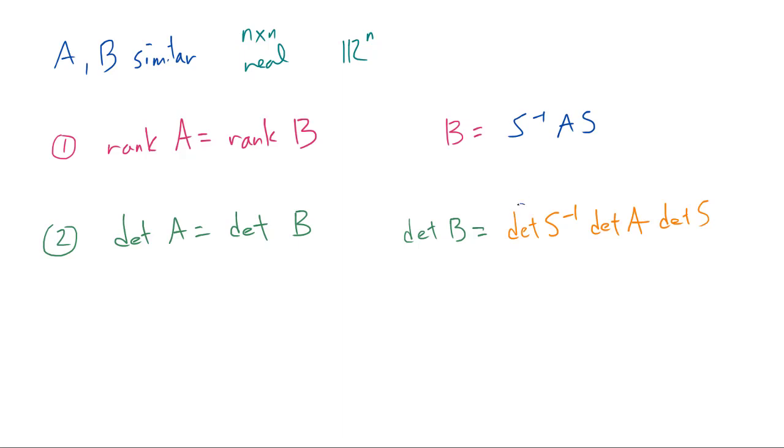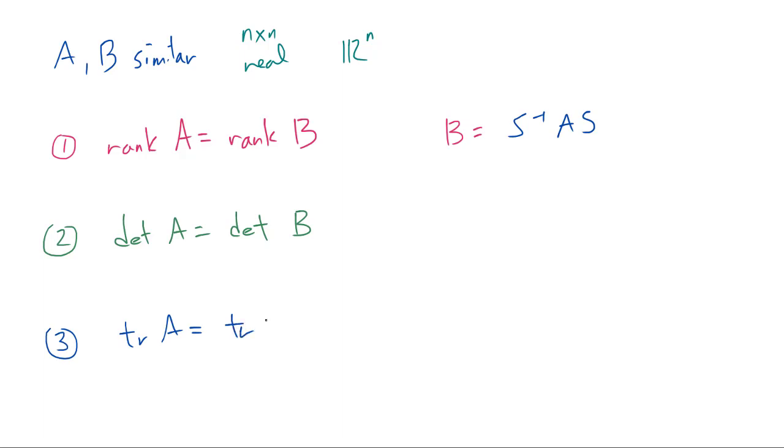And something to realize here is that determinant of S inverse times the determinant of S is going to be determinant of S inverse times S, which is the identity matrix. So that's going to become 1, and they're going to cancel out. So we exactly get that determinant of A is equal to determinant of B. And I guess another thing I can add here is that trace of A is equal to trace of B, where trace of A is just defined to be the sum of the diagonal entries.